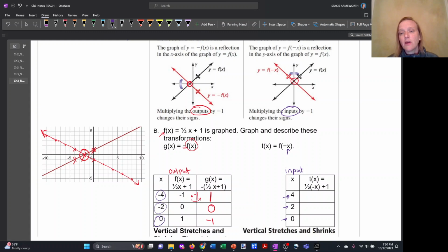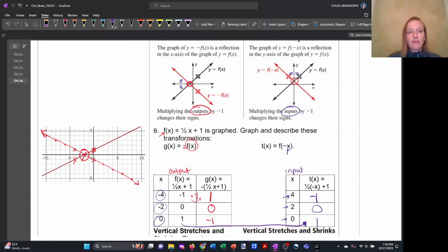Now I take those values 4, 2, and 0 and plug them into the equation. But notice I do 1/2 times 4, which is 2, plus 1 is... wait, with -4, I do 1/2 times -4, which is -2, plus 1 is -1. Then plug in 2: -2 times 1/2 is -1, plus 1 is 0. And if I plug 0 into the equation, 0 times 1/2 is 0, plus 1 is +1. Notice that I chose my x values very carefully to show that I needed to flip the sign on my input values to get those same values back.